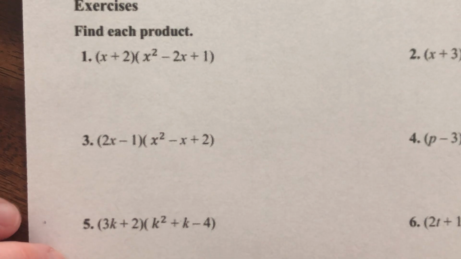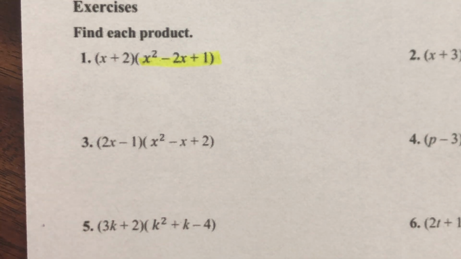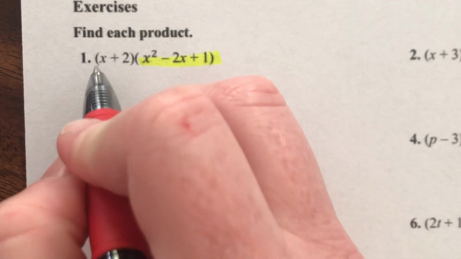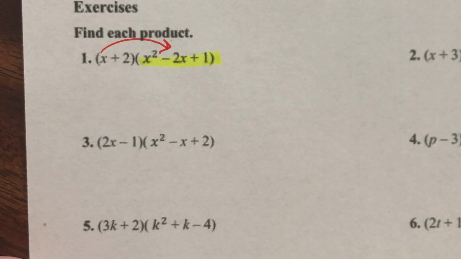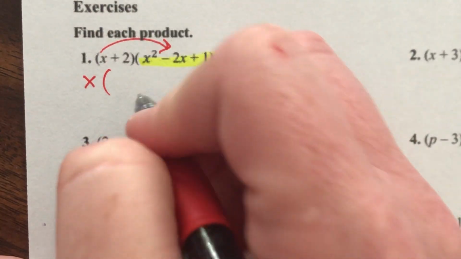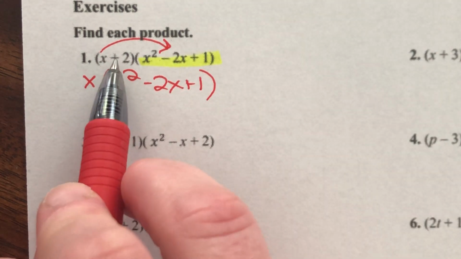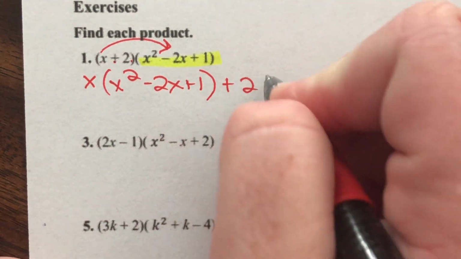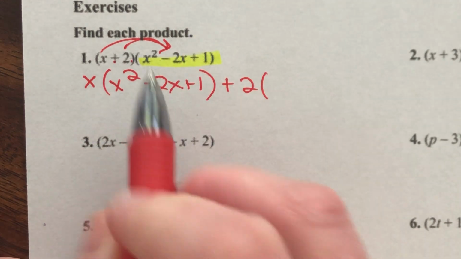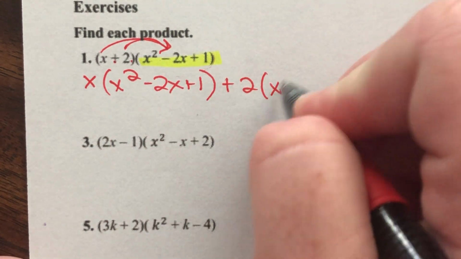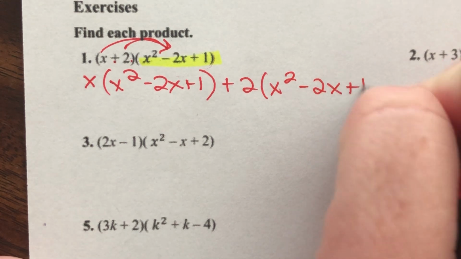All right, so I'll pick a couple to do. We'll do a trinomial times a trinomial. Sweet. All right, so I'm going to multiply x times this whole thing, x times x squared minus 2x plus 1. And then I've got this plus 2 times, and I'm distributing that 2 to this whole thing, x squared minus 2x plus 1.